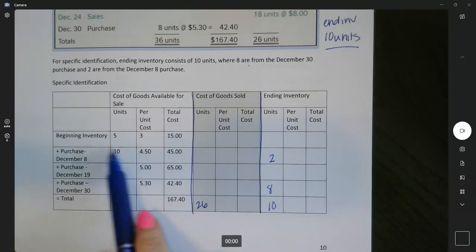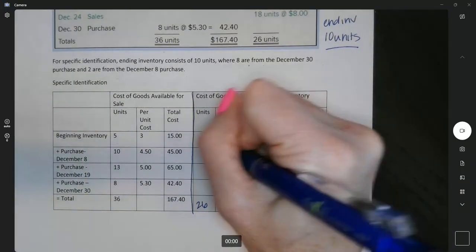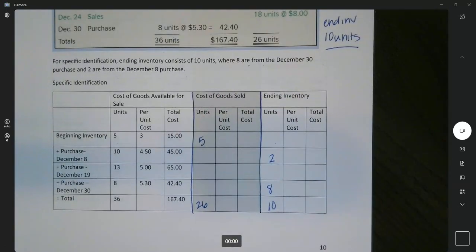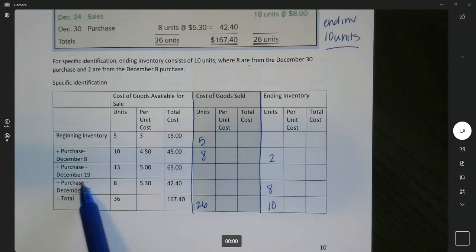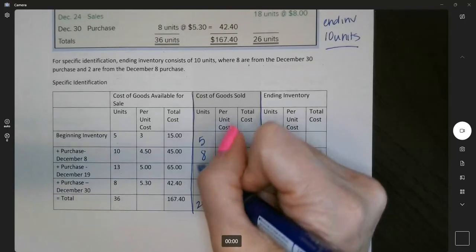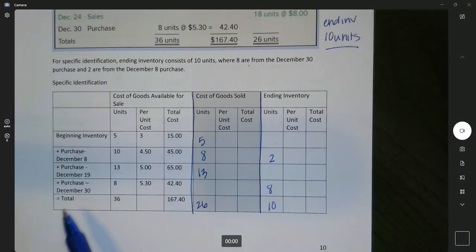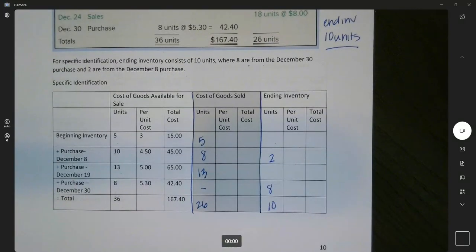So we'll start with beginning inventory. There were 5 units available. If none of them are in our ending inventory, all 5 will be in our cost of goods sold. December 8th, we had 10 units available. 2 are in our ending inventory, which means 8 were sold. December 19th, we had 13 units available for sale. None in our ending inventory, so 13 were sold. And finally, December 30th, we had 8 units available. 8 were in our ending inventory, so none were sold.